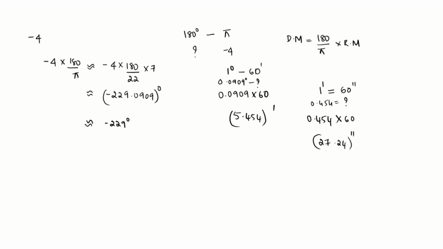So now our final answer will be approximately equal to minus 229 degrees. We have converted 0.0909 into minutes as 5 minutes and 0.454 as 27 seconds. We can ignore the 0.24 over here. Now, depending on the number of decimals you have taken after the decimal point, your answer may vary in minutes and seconds, and that is all right.